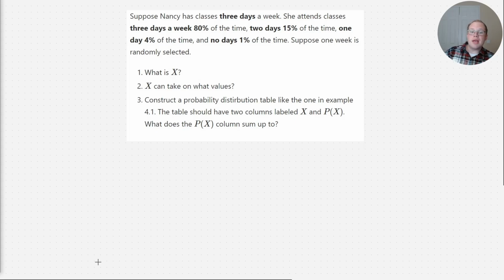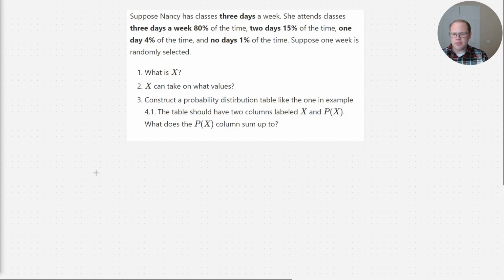And then we want to construct a probability distribution table like the other discrete probability distribution tables we've already seen. So it should have 2 columns, one for x and one for the probability of each value that x could take on. Okay? So first, what is x?